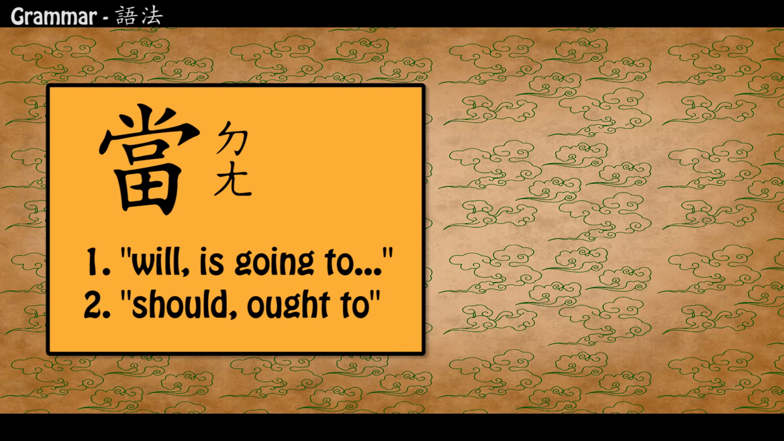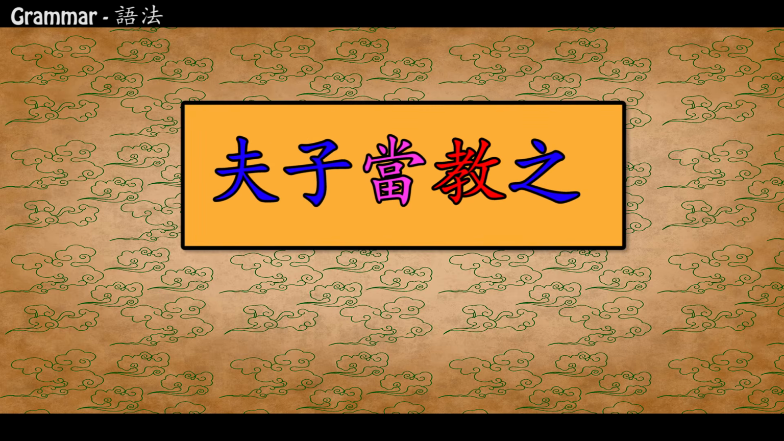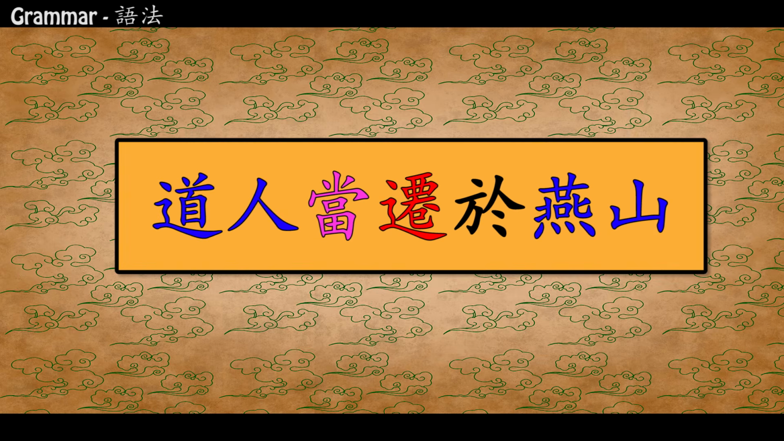if we want to talk about things yet to come in classical Chinese, we can place 当 before the deed word. To wit, 夫子当教之. 夫子 is a term of respect, like 子. However, unlike 子, 夫子 is mostly said of a teacher or scholar, somewhat like English master, and often marks the teacher himself, Confucius. Thus we can read this sentence as: the master will teach it. Another byspell. 道人当迁于燕山. The Taoist will move to the Swallow Peaks.